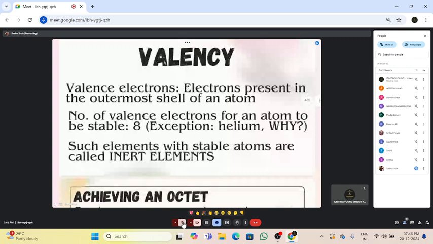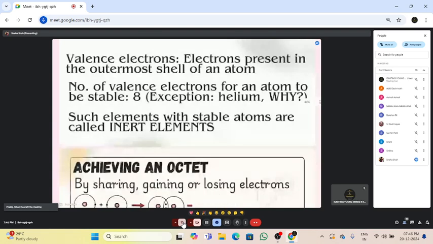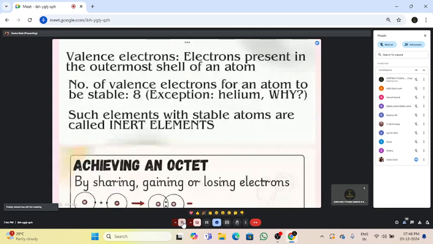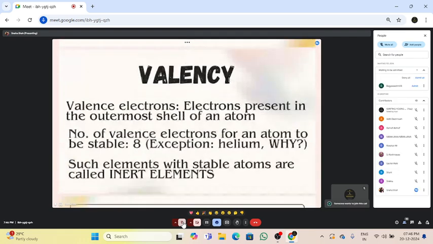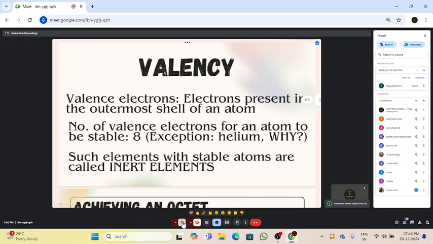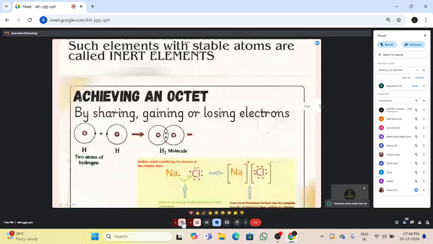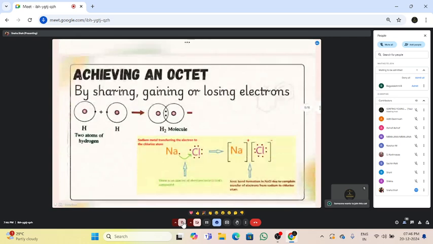The elements with stable atoms are called inert elements. There is helium, there is argon, there is neon. All these are stable elements because they have a completely satisfied last orbit, the outermost orbit. So what about the elements which are not stable? What about the elements which are not inert in nature? The word inert itself means non-reactive, non-active, right? So they try to achieve an octet. How do they achieve an octet? By sharing, gaining or losing electrons.